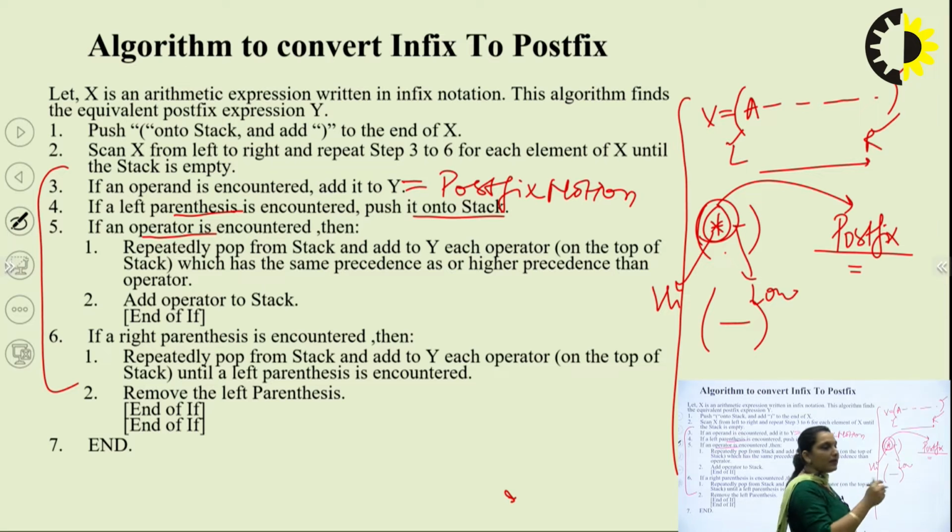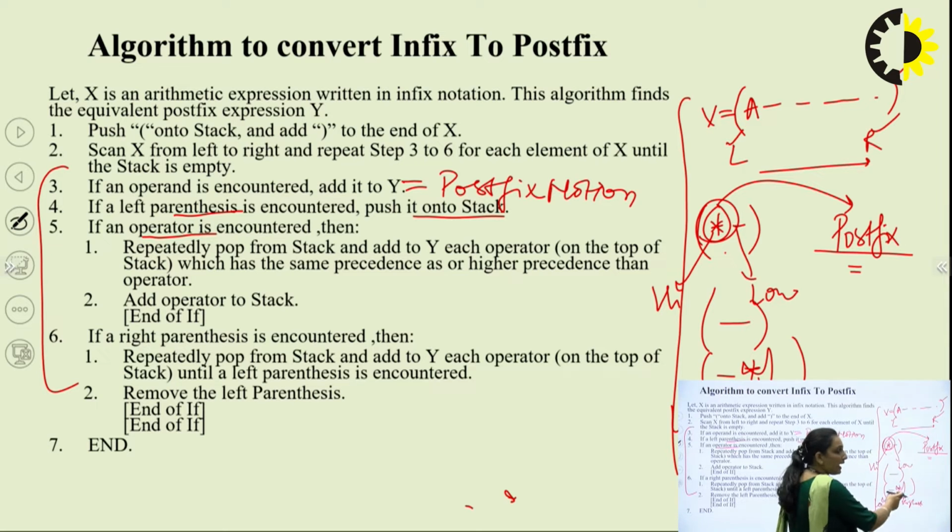That was one case. In the other case, if we have a lower priority operator on the stack and the higher one comes, we will not pop. We will not pop there, and we will wait until we encounter our right parenthesis.